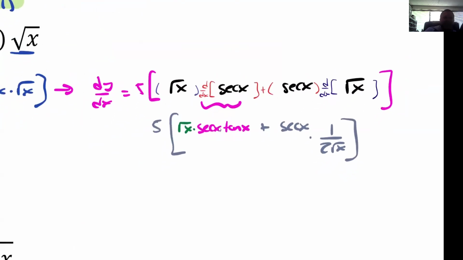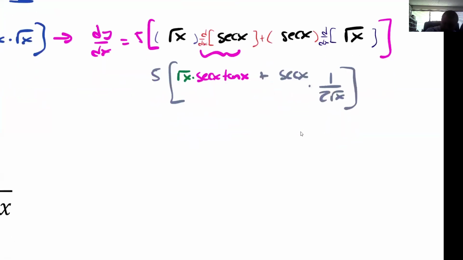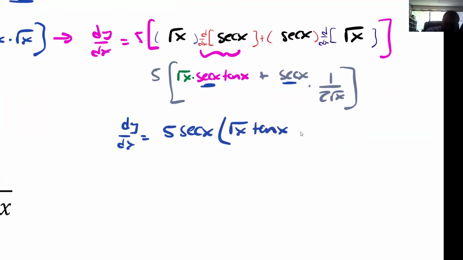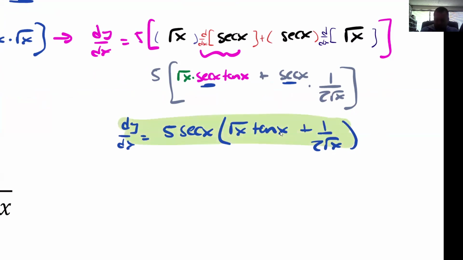Just because it's kind of easy to see in here, I would pull the secant out of both terms. We have a secant there, we have a secant there. So our derivative is going to be 5 times the secant of x times the root of x tangent of x, plus 1 over 2 square root of x. And we could clean that up if we wanted to combine denominators and stuff like that to get x's in the top, but this is perfectly fine for what we need to do in class.